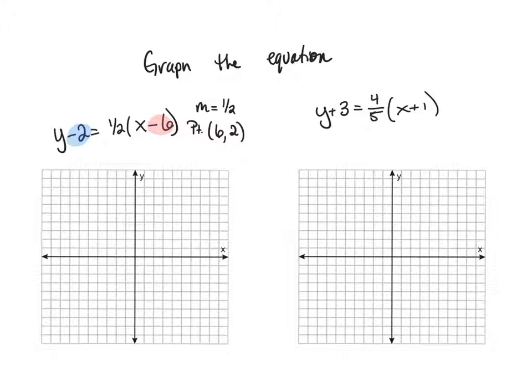So I start at 6, 2, right? So 1, 2, 3, 4, 5, 6, 2. And then I use my slope of 1/2 to figure out my graph, right? So up 1 over 2. And once I have that, I can connect my dots and I have my line.